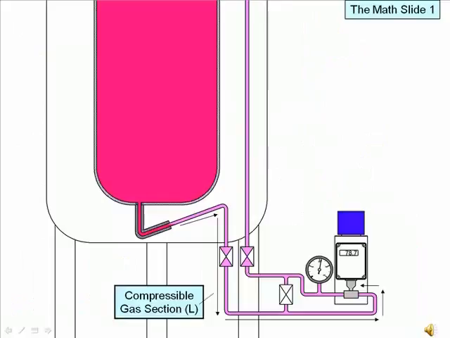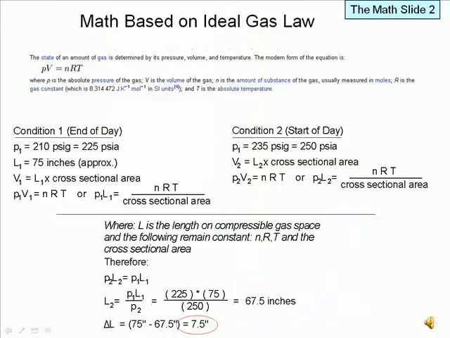This slide highlights the compressible gas section of the high phase line. For our calculation, this length will be known as L. The ideal gas law states the amount of gas is determined by its pressure, volume, and temperature. That determination is represented with the equation PV equals nRT. We can use this relationship to determine the change in compressible gas space in the high phase line.